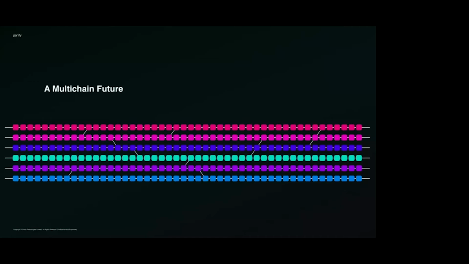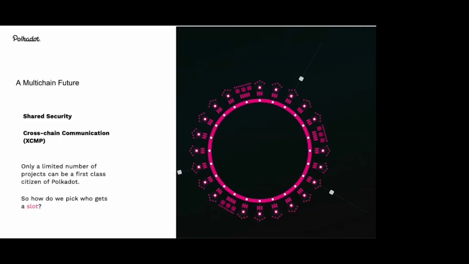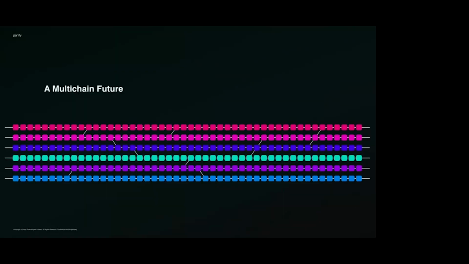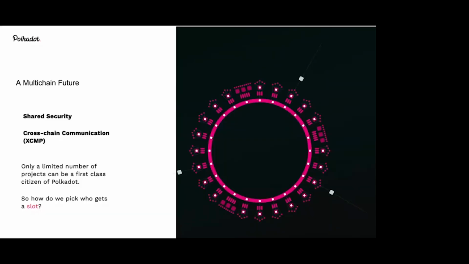So in this context of a multi-chain future, in which chains are talking to each other and interoperating, and your information and data silos and assets are flowing freely in between each other, there is also a shared sense of security that Polkadot provides. And we have something called XCMP, which is enabling cross-chain communication. But only a limited number of projects can be a first-class citizen of Polkadot, at least to start with. Right? We needed to bootstrap the system and we then publicly communicated a vision of 100 plus chains.